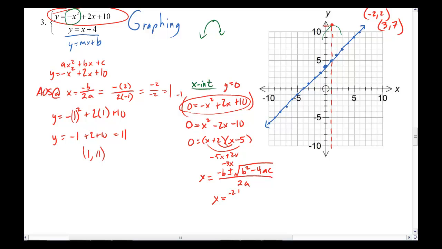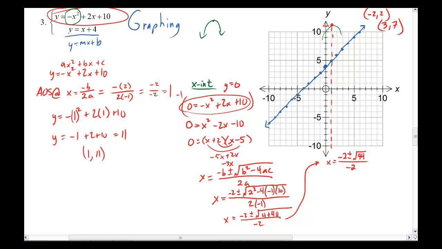So negative 2 plus or minus square root of 2 squared minus 4 times a, which was negative 1, times c, which was 10, all over 2 times a, which was negative 1. So then I've got x equals negative 2 plus or minus square root of 4 plus 40. Negative 4 times negative 1 is positive 4 times 10 is positive 40, all over negative 2. Which brings me to x equals negative 2 plus or minus the square root of 44 all over negative 2.